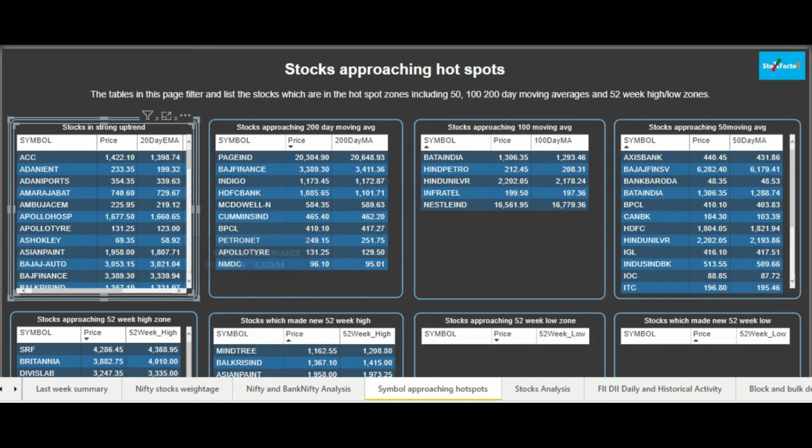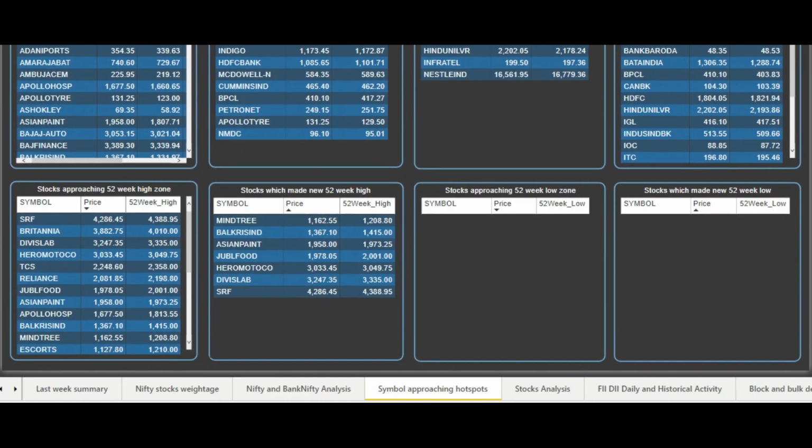Now coming to the second row, in which the 52-week high and low zones play the role. In the first visual we have filtered out all the stocks which are in the 52-week high zone. What is the 52-week high zone? We have taken all the stocks which are within the range of 5% of their recent 52-week highs. You can see the current price and the 52-week high, and they are very much near to the 52-week high.